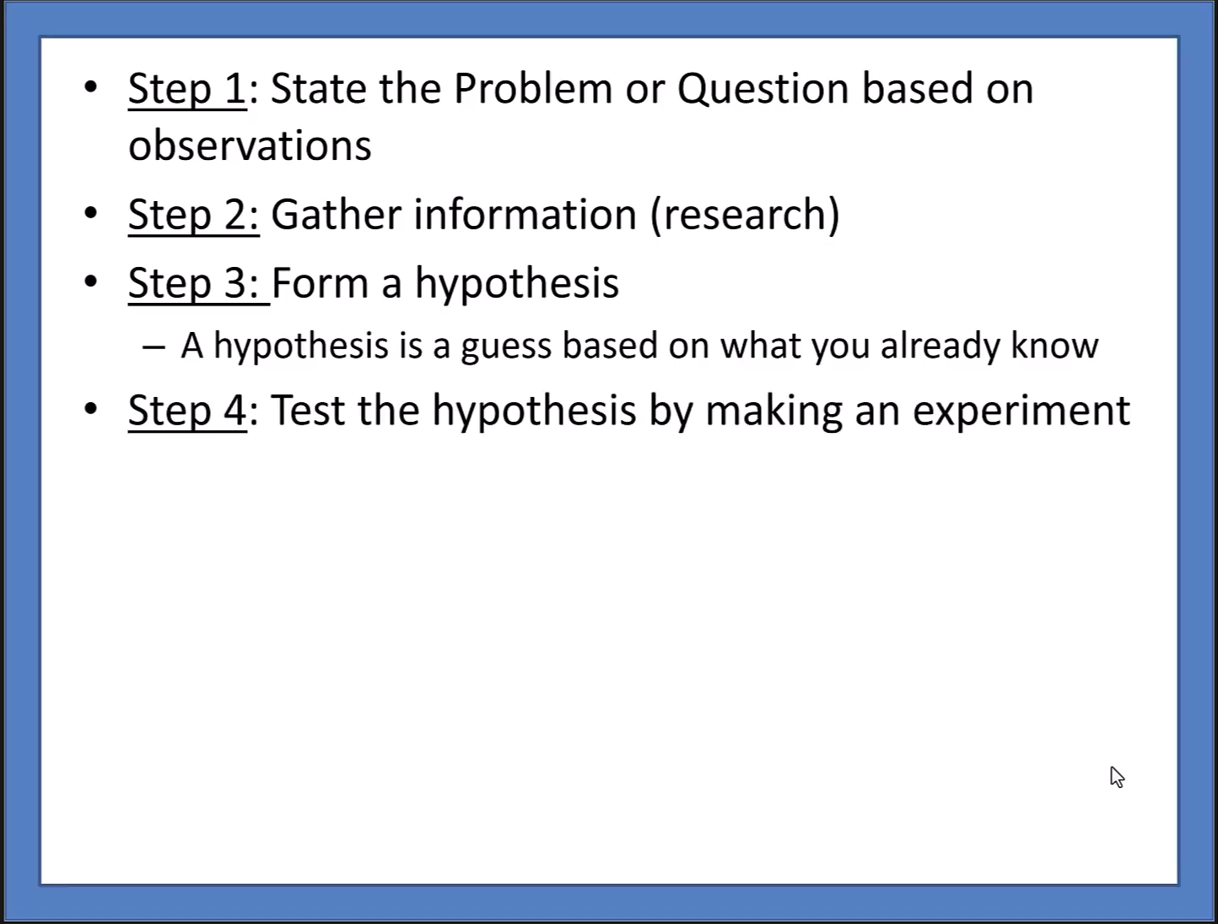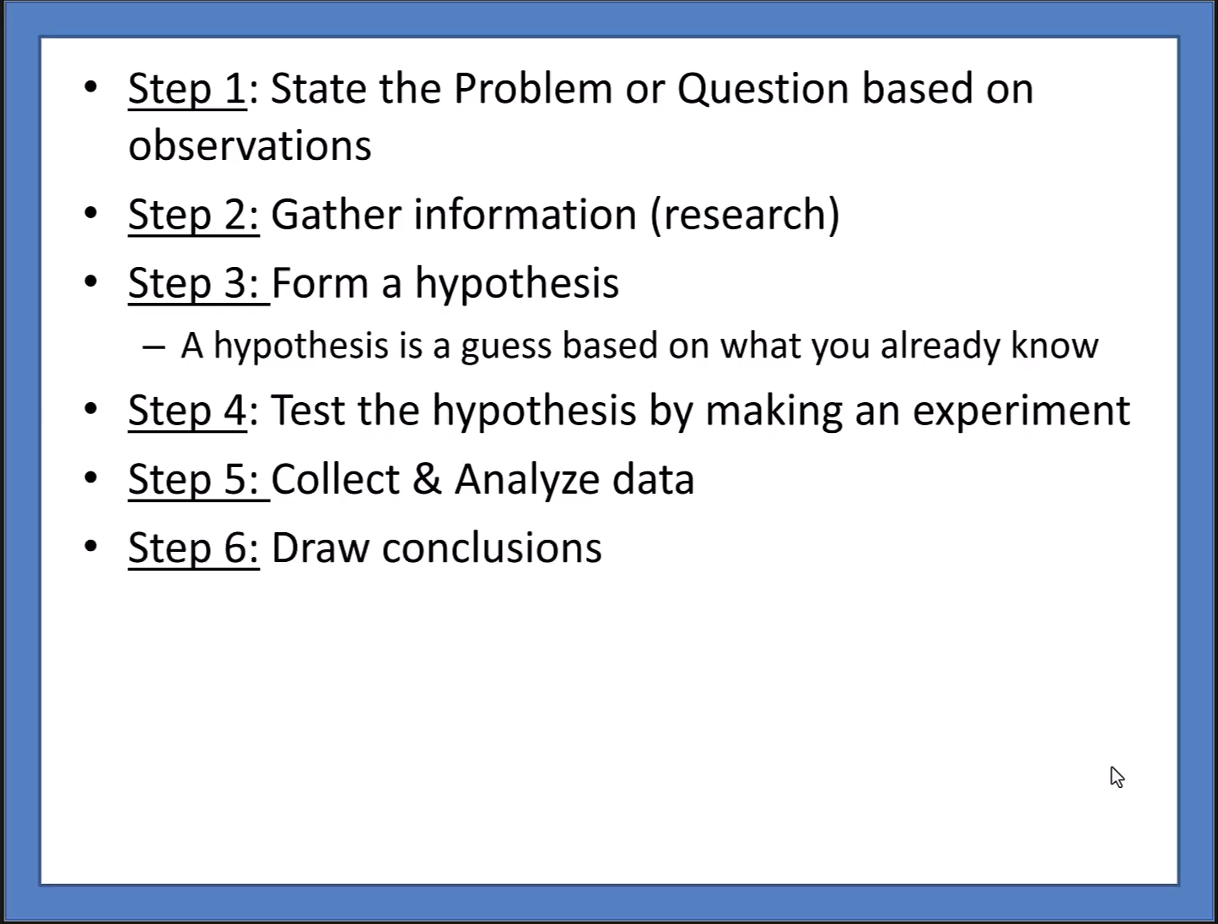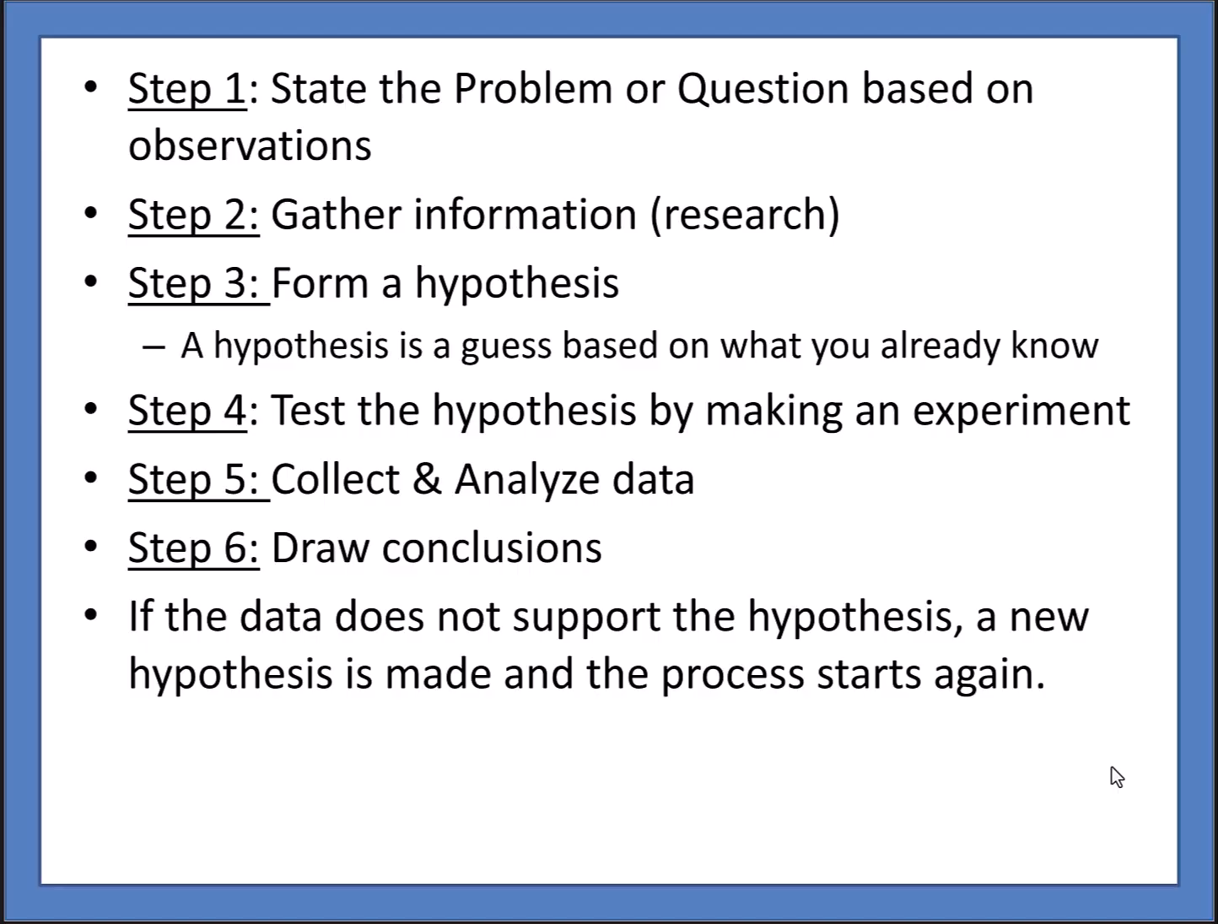Step 4 then is to test the hypothesis by making an experiment. And then from that experiment, we collect and analyze data. From that data, we draw conclusions about what we've learned from the experiment. And if the data does not support the hypothesis, a new hypothesis is made and the process starts again. So if the original guess, the informed hypothesis, was not correct, that's okay. Scientists don't mind not getting things right the first time. They go back and they do a different experiment, come up with a new hypothesis and try that to see if the data supports their hypothesis.